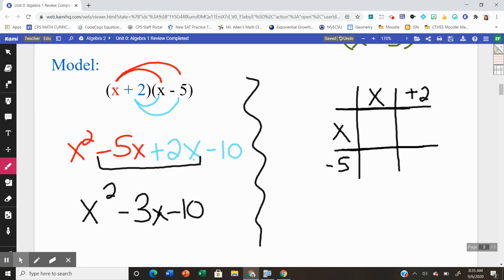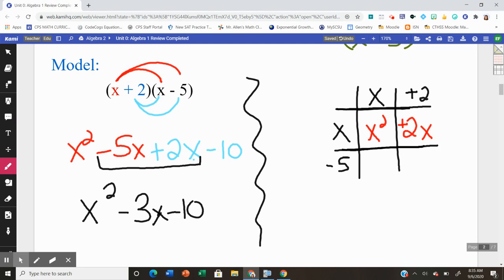Okay, so this is more of an array example, where you're going to multiply every row by every column. So again, same idea. x times x is going to give us x squared. If we go across, x times 2 is going to give us 2x. And I like putting this in there too, just so that we remember.